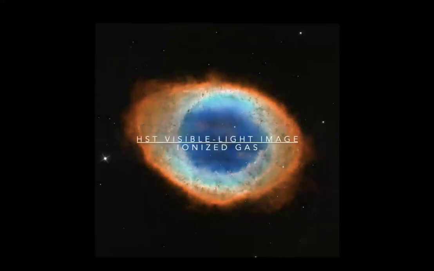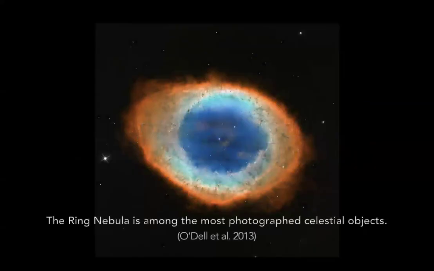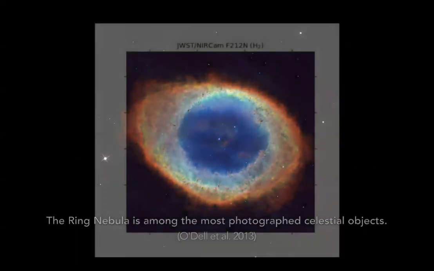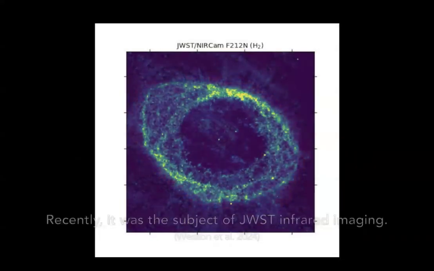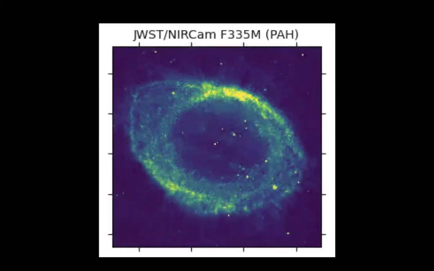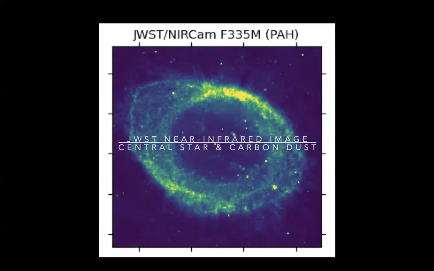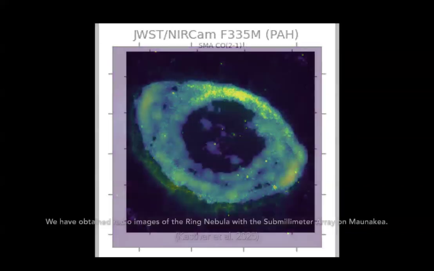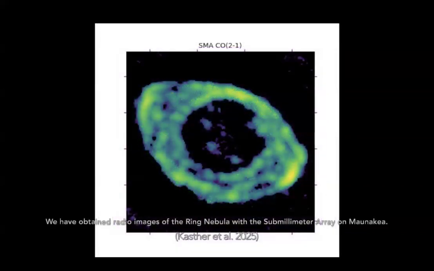So this is again the HST visible light image in ionized gas. The Ring Nebula is among the most photographed celestial objects in the sky. And James Webb Space Telescope, during its first year of operations, looked at it in molecular hydrogen. So this is hot molecular gas, a couple thousand degrees probably. It's being heated nicely to show up in the near infrared. And we also saw dust and the central star.